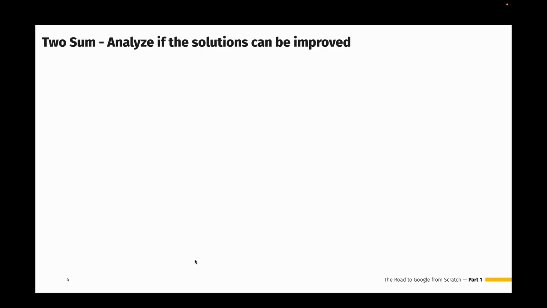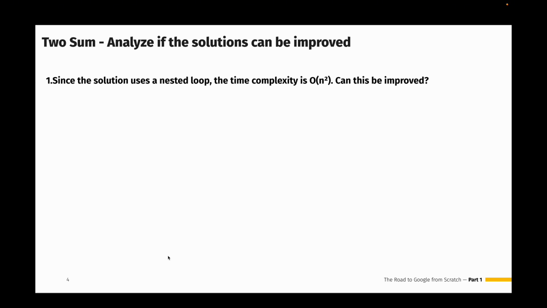Now let's check the solution and let's think if it can be improved. And first of all, let's answer some questions. You may think about the answers for a couple of seconds. Let's check what kind of questions. Since the solution uses a nested loop, the time complexity is O(n squared).